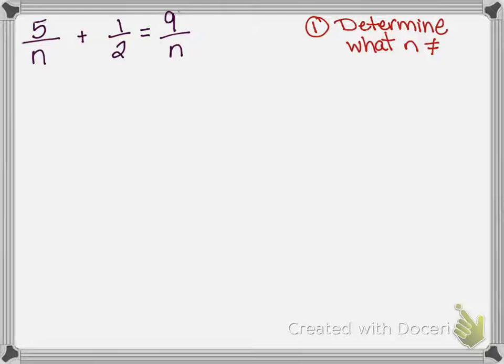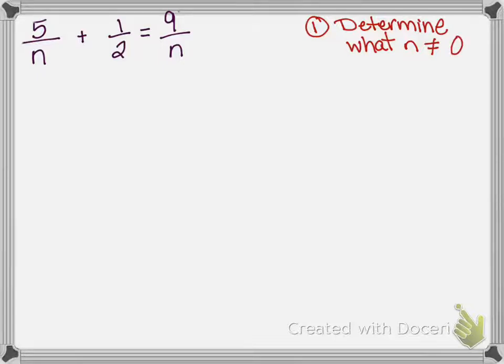Now, I want you to pull up the calculator on your phone and divide 5 divided by 0. What do we get? Error. What are we not allowed to have in the bottom of a fraction? 0. So I've got to throw out all values that make my denominator 0. In this case, what value for n makes my denominator 0? 0, because I don't have anything else in there. I just have n. So n in this situation cannot be 0.